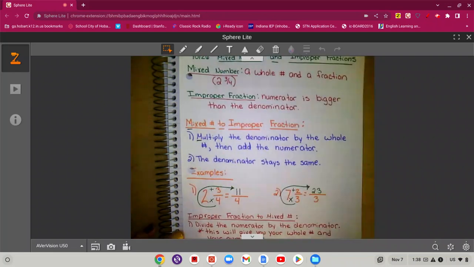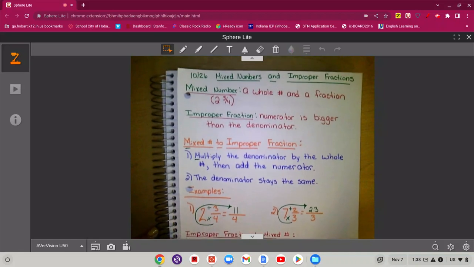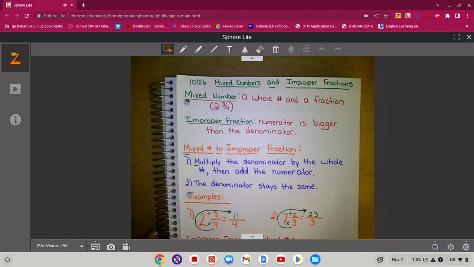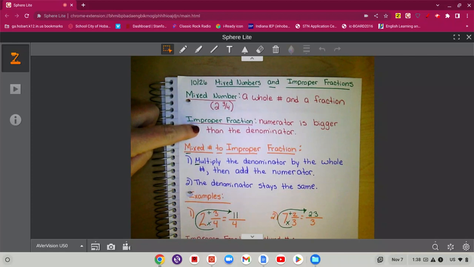Okay, so then the other set of notes that you're going to need from 10/26 are our improper fraction to mixed numbers and mixed numbers to improper fractions. So first, we discussed what a mixed number was, and these are your notes back from 10/26. So again, if you don't have these, you might want to take a screenshot. A mixed number is where you have a whole number and a fraction, such as 2 3/4. An improper fraction is where the numerator, your top number, is bigger than the denominator.